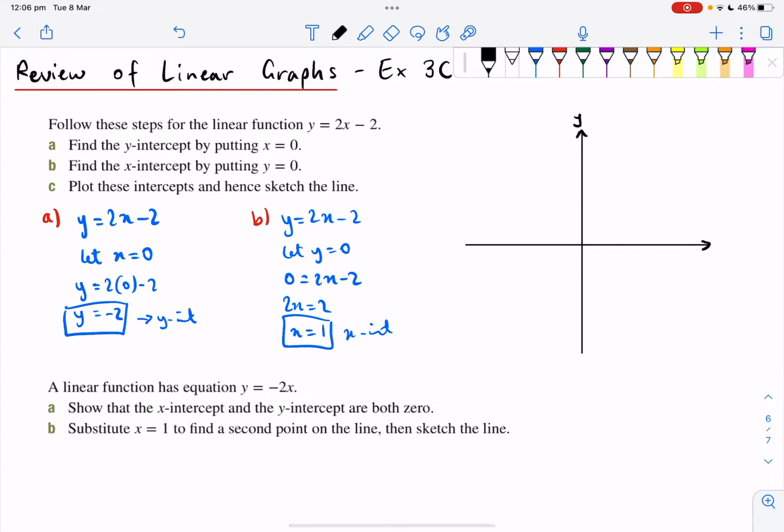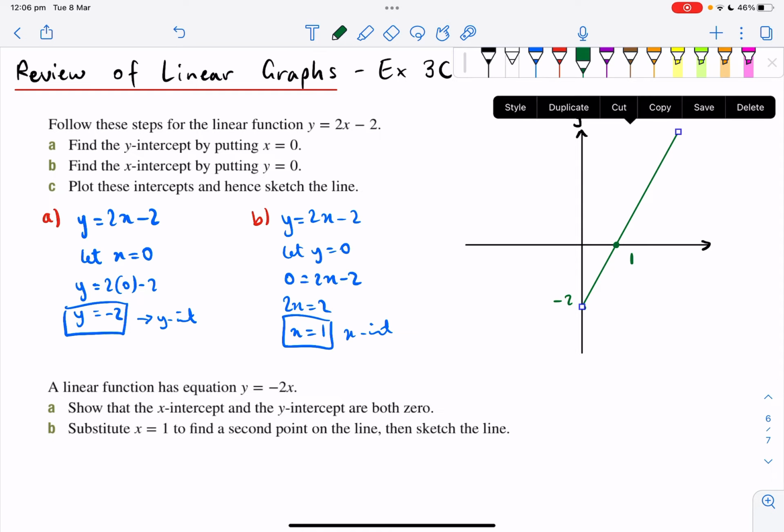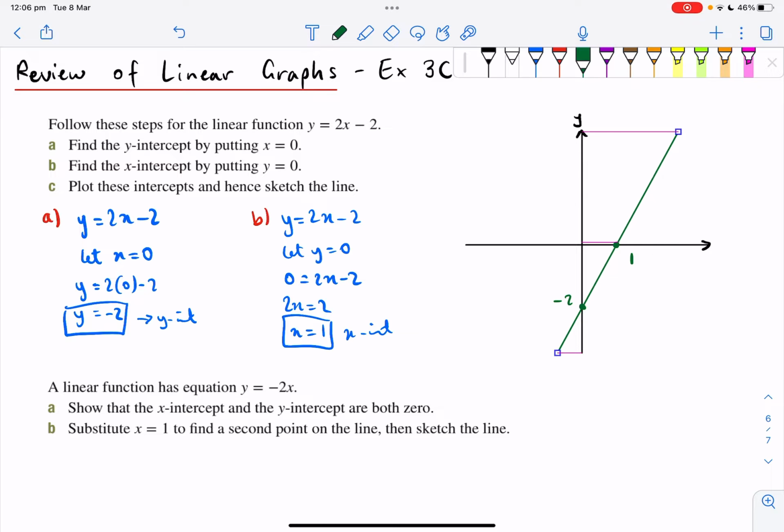Now, I'm only doing approximation. I'm not doing exact. x equals 1 is around here. y equals negative 2 is around here. And we just need a line that goes through both of these. All right, and extend that like this. Extend that like this, and just make sure you're going through everything, and that's it. This is the line y equals 2x minus 2.